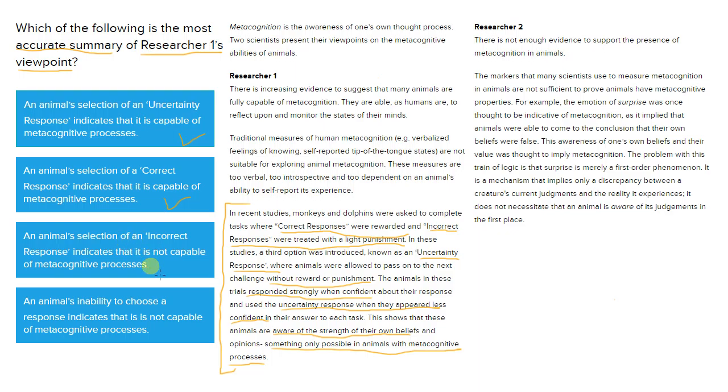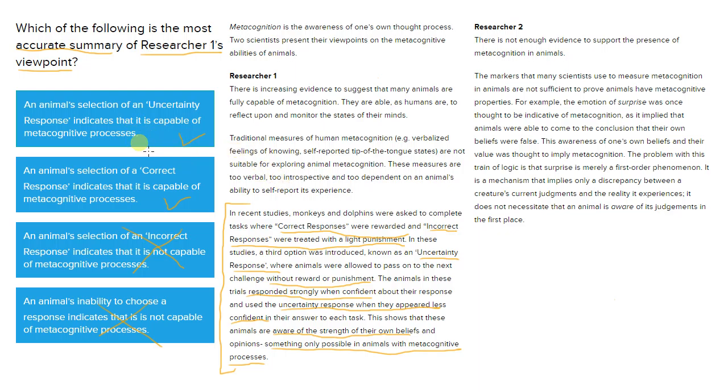Animal selection of an incorrect response indicates that it is not capable of metacognitive processes. It doesn't actually talk about the way that incorrect responses reflected on metacognition, and actually it shows later that in the trials where there was an uncertainty response and a correct response, they didn't even use the incorrect response. So we're going to go without that one. An animal's inability to choose a response indicates that it is not capable of metacognitive processes. Well, we know that this researcher does believe that animals are capable, and also it doesn't say anything about animals not choosing. So we're in between these two answer choices, which both seemingly could be correct.